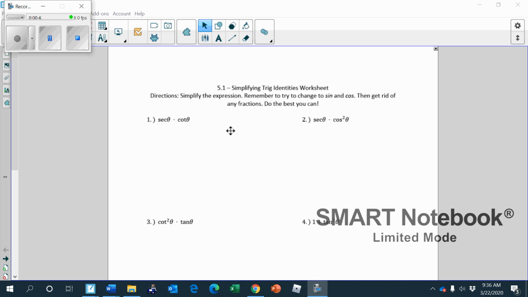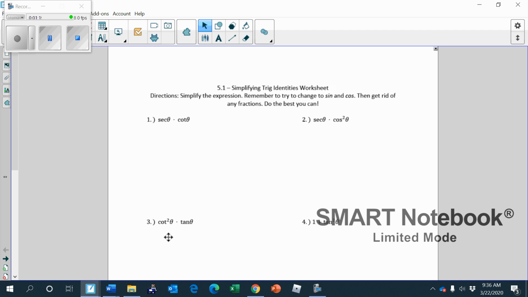I did upload this worksheet, if you could see it here. I'm going to go through the first one together with you, just to refresh our memory as to what we were doing before we left. So take a look at number 1. It says secant of theta times cotangent of theta. What we're doing is simplifying. If you read the directions, it says remember to try to change to sine and cosine. That means if something is already in sine or cosine, you are not changing it. Once you get everything to sine and cosine, if you can, then you're getting rid of any fractions.